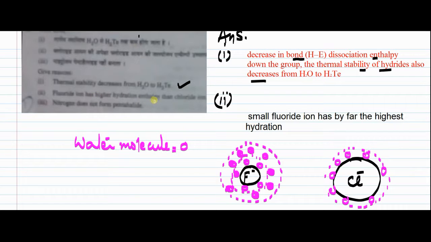Fluoride ion has higher hydration enthalpy than chloride ion. The small size of fluoride ion favors the higher hydration enthalpy.